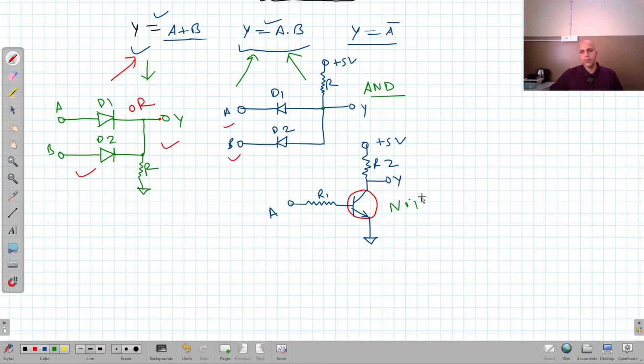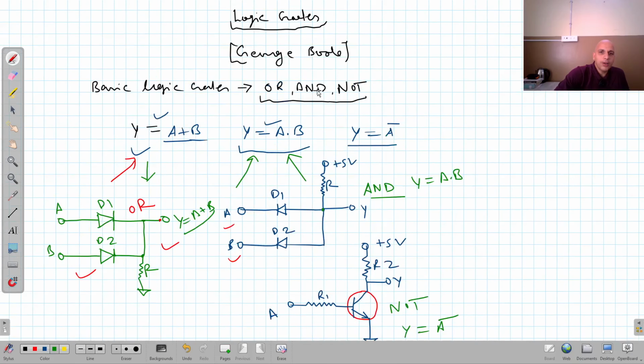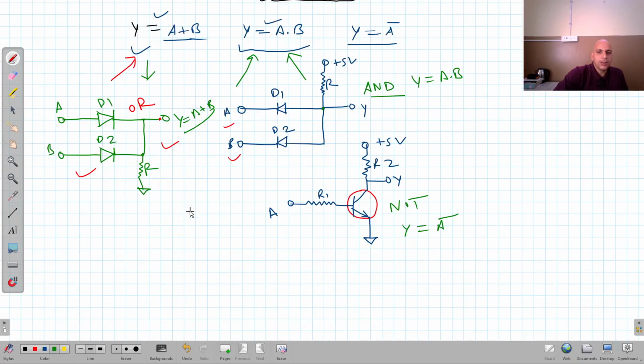NOT operation. NOT means y is equal to A NOT. Here AND means y is equal to A and B. And here OR means y is equal to A plus B. So these are the three basic logic gates and their corresponding basic circuits, right?